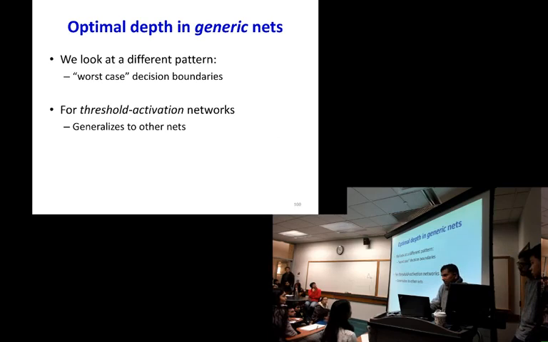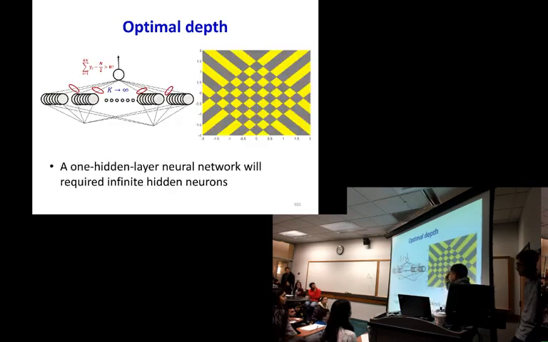So what we're going to try to do is not look at formal analyses, and instead see this with figures, okay? And we're going to consider threshold activation networks. Now look at this figure. I want a circuit which produces this classification boundary. I want an output of 1 inside the yellow and a 0 inside the gray region. If I want to do this with one hidden layer, how many neurons do I need?